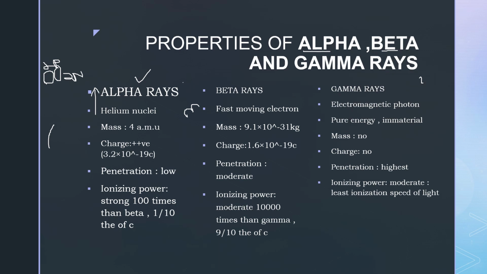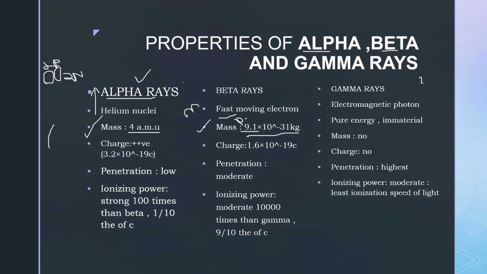Likewise, let's talk about the mass. The mass of the alpha rays is 4 AMU: 2 protons, 2 neutrons, 4 AMU. The mass of the beta rays is 9.1 times 10 raised to power minus 31 kg. Here, this is also the mass of the electron, and as we know that the beta rays are fast moving electrons, the mass of the electron is given here.